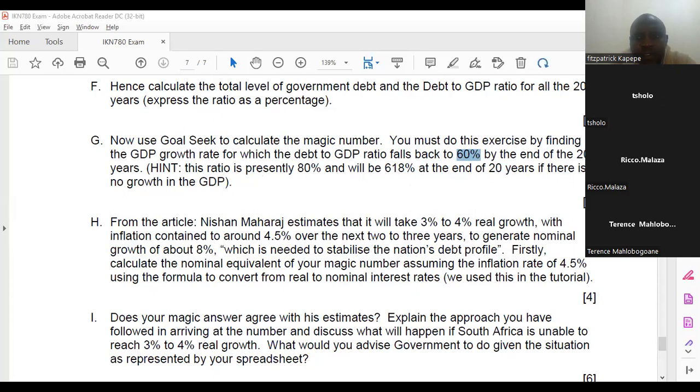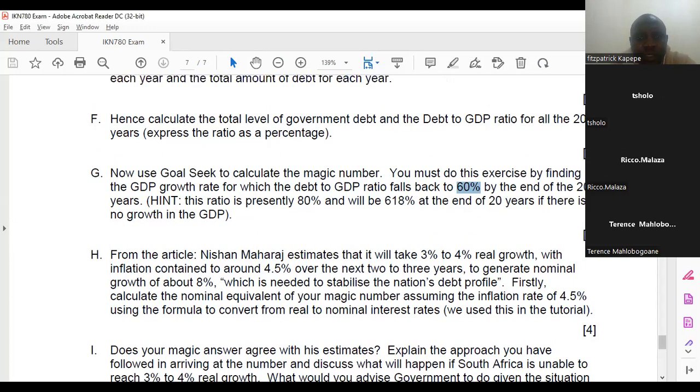Okay, saying now use GOSIC to calculate the magic number. You must do this exercise by finding the GDP growth rate. First, the debt to GDP ratio falls back to 60% by the end of the 20 years. Hence, this ratio is presently 80% and will be 618% at the end of 20 years if there is no growth.